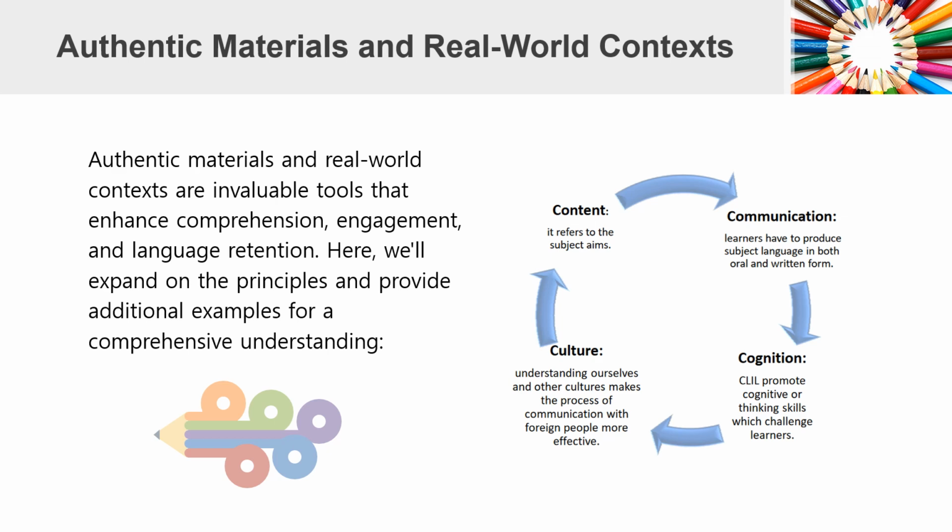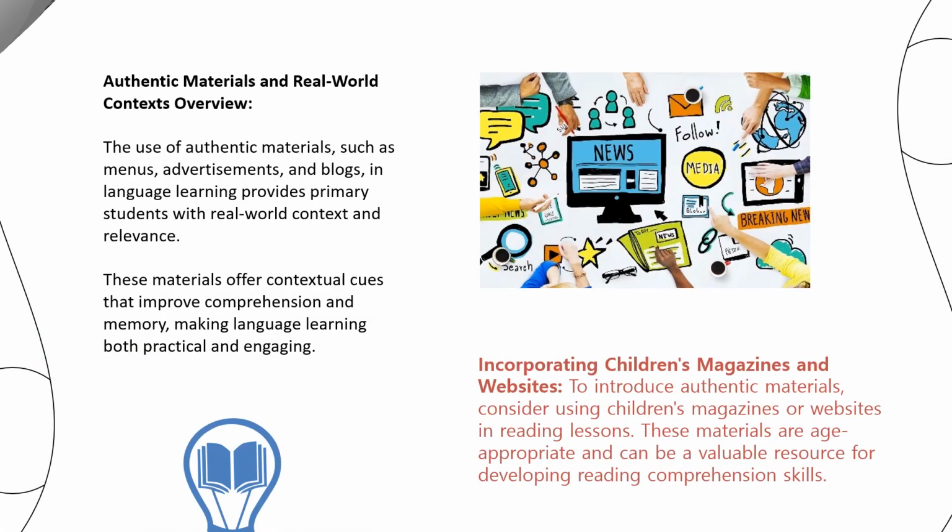comprehensive understanding. 3.1. Authentic materials and real-world contexts. Overview. The use of authentic materials such as menus, advertisements, and blogs in language learning provides primary students with real-world context and relevance. These materials offer contextual cues that improve comprehension and memory, making language learning both practical and engaging.